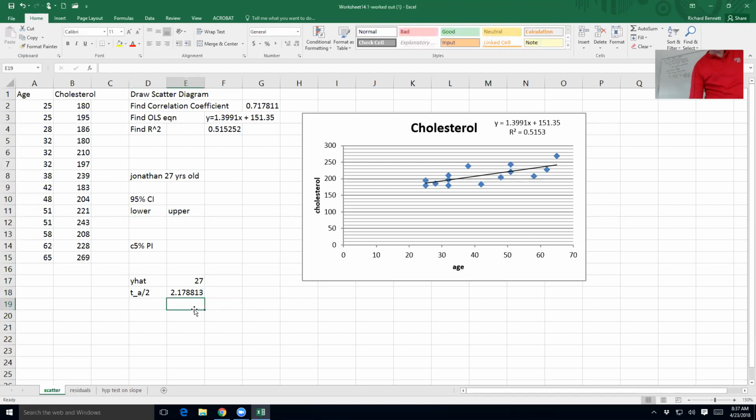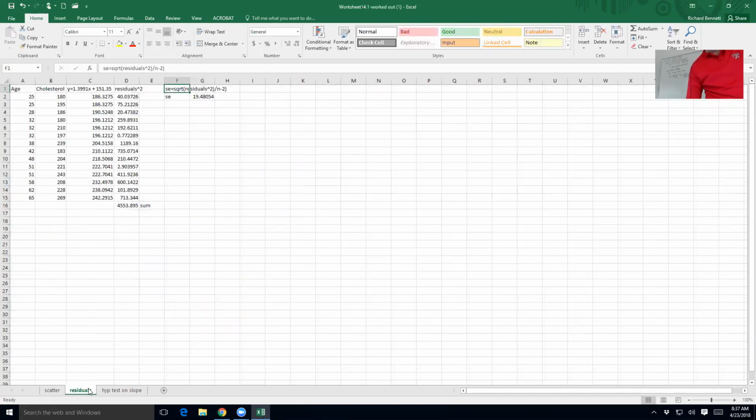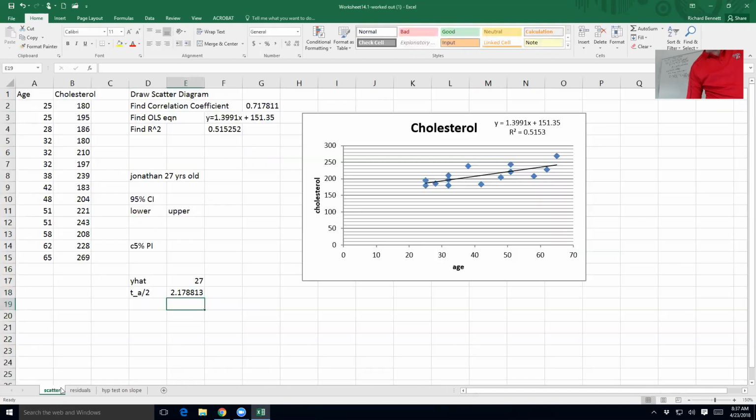My s sub e, I think I figured that out on a different page. There it is, right there. I'll just bring that over here. My s sub e equals 19.48. My n is 14. My x star, oh, actually, I got this backwards. This is actually my x star. Now I need to figure out my y hat, because this is Jonathan's age.